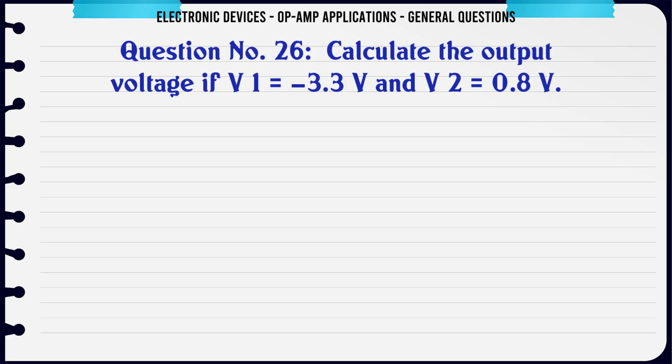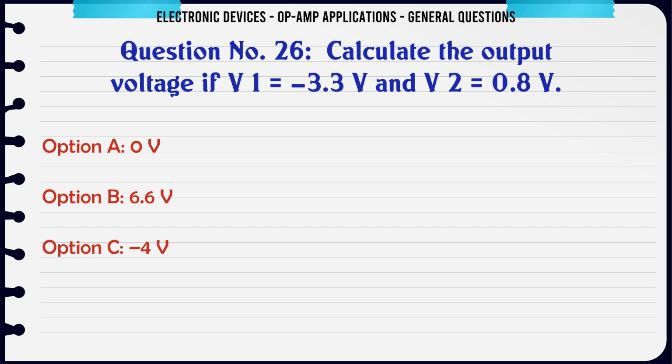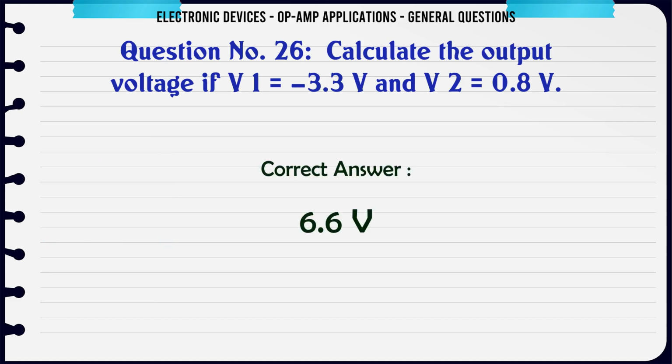Calculate the output voltage if V1 = 3.3 V and V2 = 0.8 V. A: 0 V, B: 6.6 V, C: 4 V, D: 2 V. The correct answer is 6.6 V.